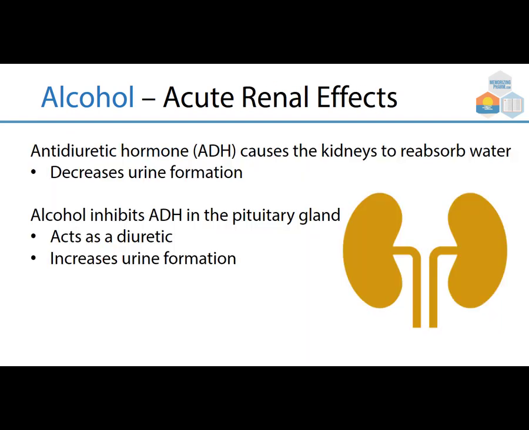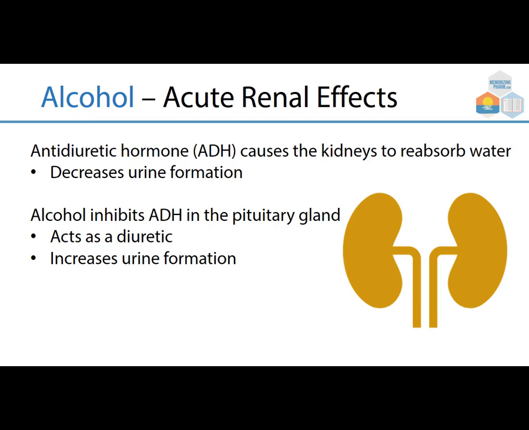We can have acute renal effects. Antidiuretic hormone causes the kidneys to resorb water and decreases urinary formation. And alcohol inhibits ADH in the pituitary gland. It acts as a diuretic and increases urine formation. So when someone's drinking alcohol, sure, they're drinking 12 ounces or 24 ounces of liquid, but the alcohol itself acts as a diuretic. And that's why they're urinating. It's not necessarily that they're just drinking all of this water.